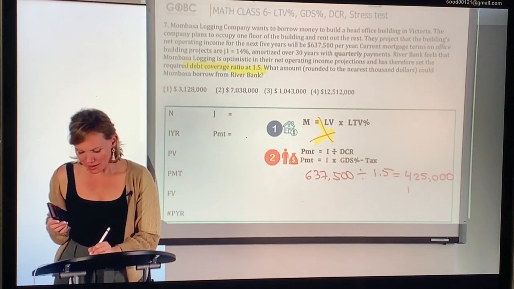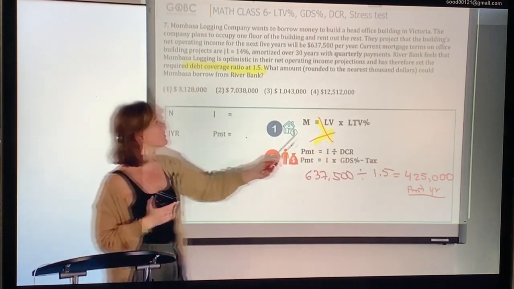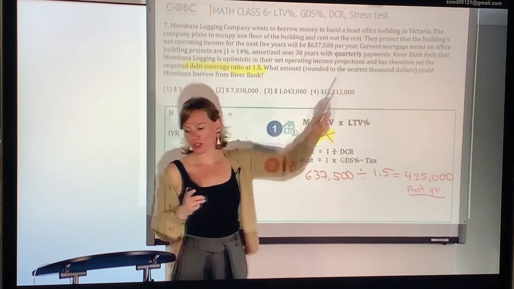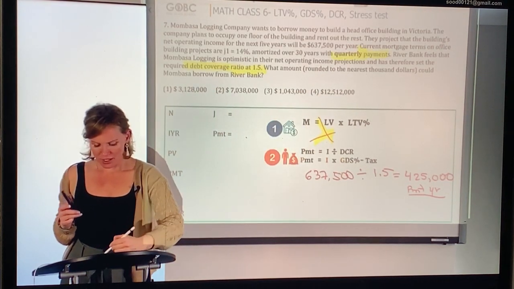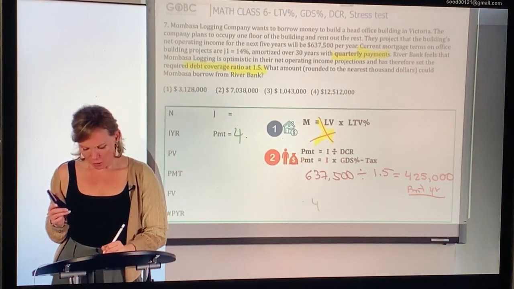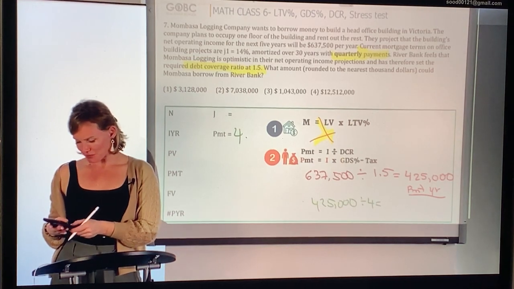So what is this 425? That is your payment per what? It's your payment per year, right? So 425, that's your payment per year. Is that what you want? Back in the question, let's see what the payment frequency is. Payments to be made quarterly. If payments are quarterly, that means the payment has to be divided by 4. So you take 425,000 divided by 4, and that gives you the quarterly payments.